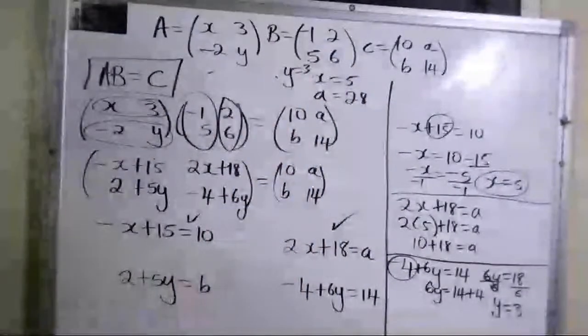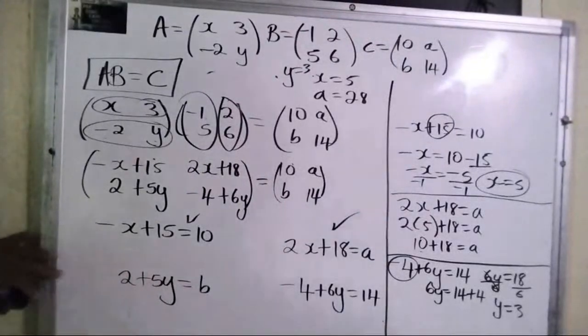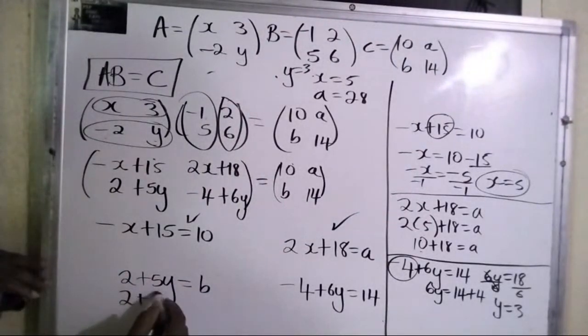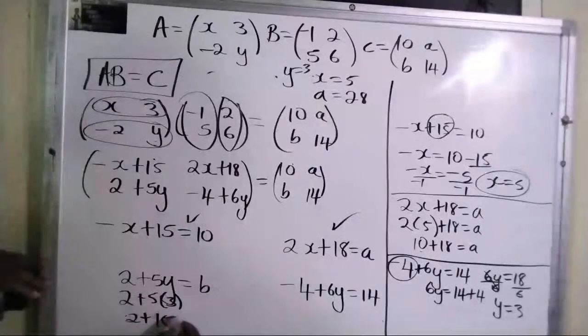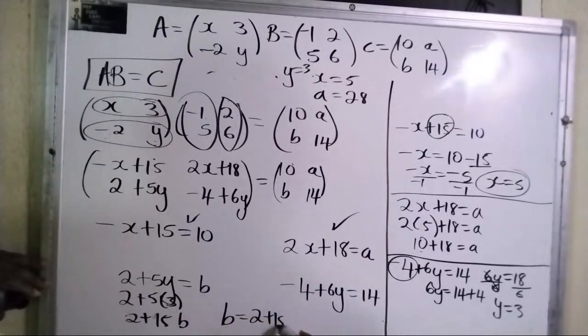We can substitute now 3 in this. So it would be 2 plus 5 times 3. So it's 2 plus 5 times 3 is 15. So b is equal to 2 plus 15. So b is equal to 7.